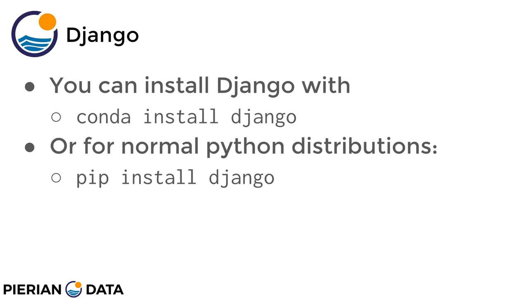In case you haven't done so already, you'll need to install Django. You can do that either with a conda install Django, or for a normal Python distribution, pip install Django. And remember, if you're using a virtual environment, you should activate the virtual environment before running any of the commands that we actually do throughout this section of the course.